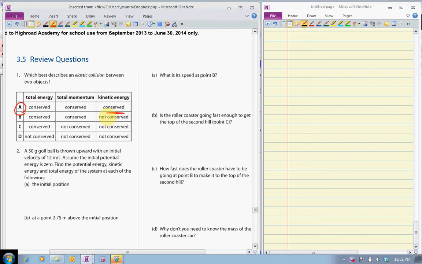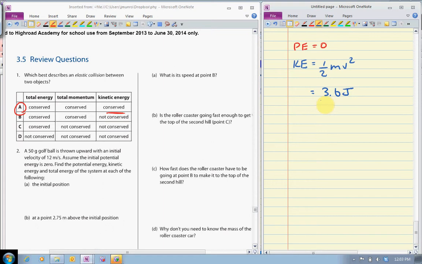We have a 50-gram golf ball in question number 2 thrown upward with an initial velocity of 12 meters per second. Assume that the initial potential energy is 0. Find the potential energy, kinetic energy, and total energy at each of the following. Initially, it has no potential energy because that point we determined to be 0. So the kinetic energy is equal to 1/2 mv squared, or in this case 3.6 joules. Just plug their numbers in.